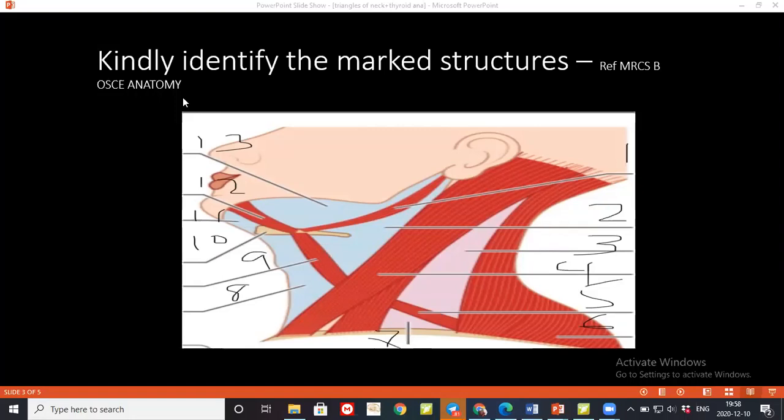Okay, very good. Can you tell me the course of the spinal accessory nerve here? The spinal accessory nerve goes across the posterior triangle, from the junction of the upper two thirds and the lower third of sternocleidomastoid to the junction of the upper two thirds and the lower third of the trapezius muscle. Very good. Okay.